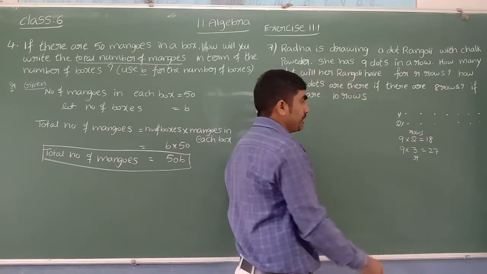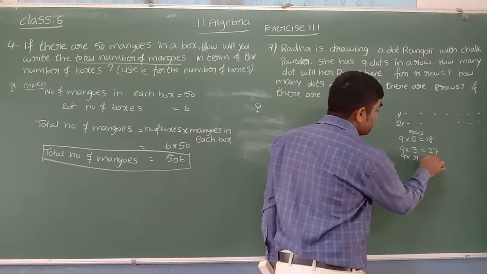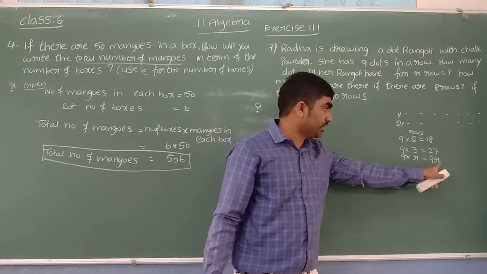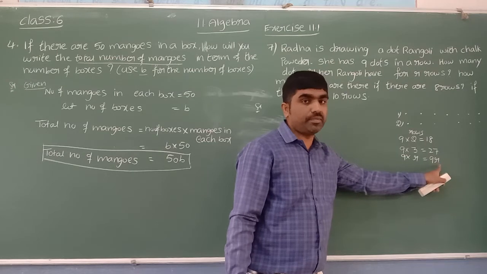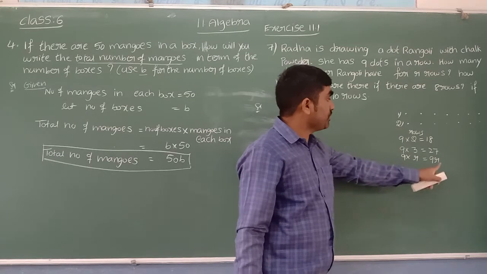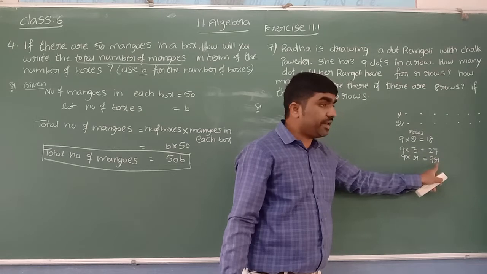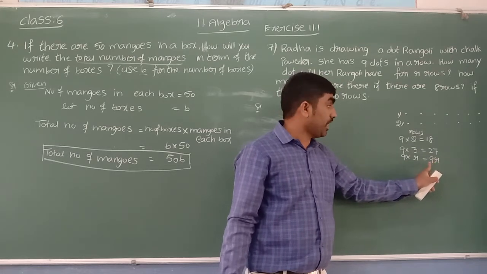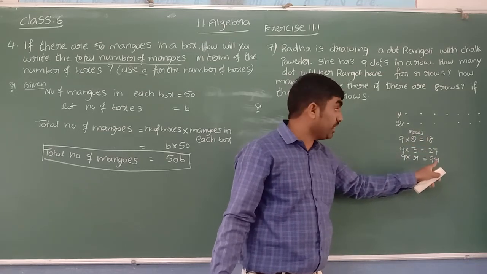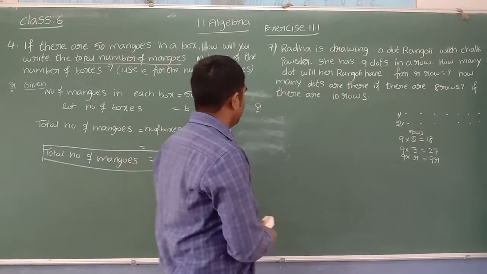In the place of rows, let me take R. How many dots in each row? 9 only. So total number of dots, 9 into R. We can say 9R. So this is the rule. I wrote with the help of alphabet R. R nothing but number of rows we are taking. Suppose if you take one row, 9 into 1, 9 dots. If you take suppose R is equal to 2, I mean if you take 2 rows, 9 into 2, 18 dots. If you take R, number of rows equal to 3, 9 into 3, 27. Like that, we can write the rule.